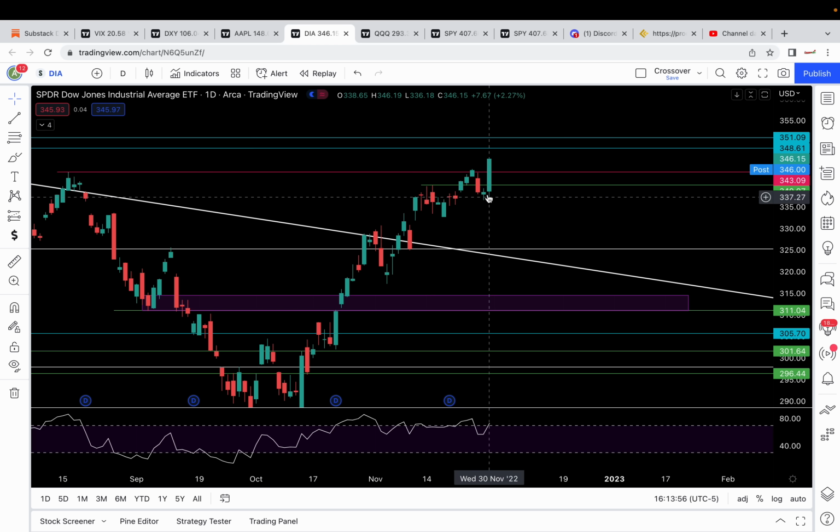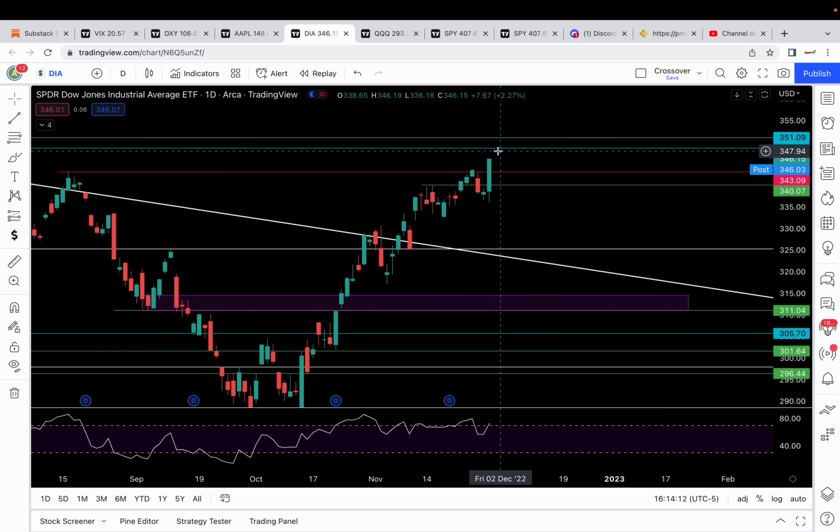Okay, Dow Jones, it recaptured that 340 level, giving us a false breakdown setup, and also closed back above 300. Okay, so I got resistance at 343, not 300, but I do got resistance at 343.8.